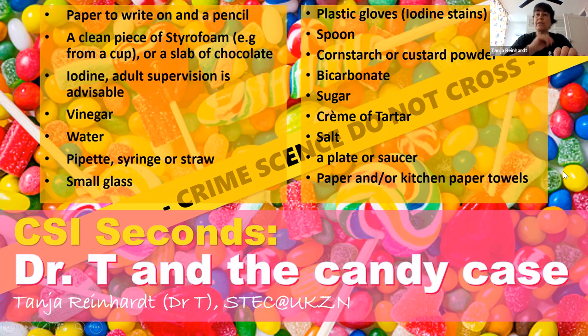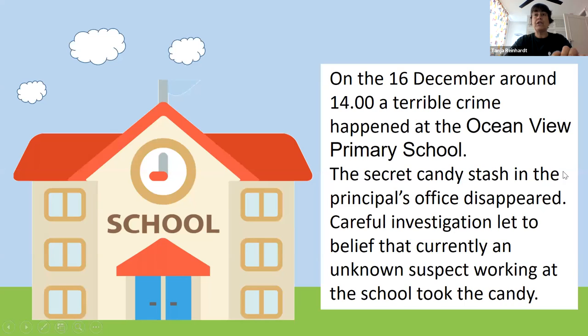Okay, so let's just dive straight into it. So today, around 2 o'clock, a terrible crime happened at the Ocean View Primary School. The secret candy stash in the principal's office disappeared. Careful investigation led us to believe that an unknown suspect working at the school took the candy.